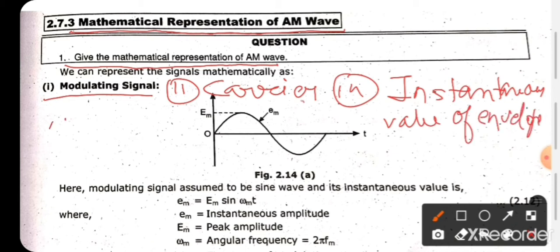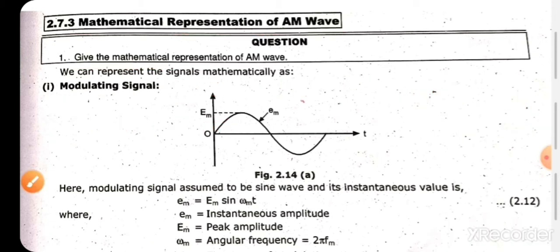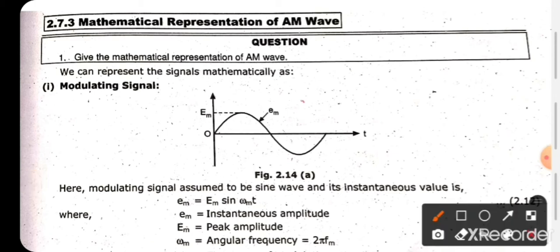And the fourth one is amplitude modulated wave. So one by one we will discuss all the 4 points. The first one is modulating signals. In the previous video we have already discussed modulating signals. A modulating signal is basically an information signal, or we can say it is the electrical equivalent of the information signal.